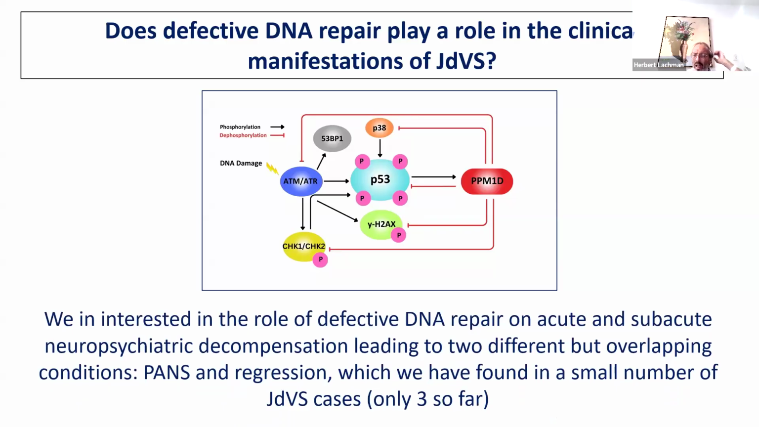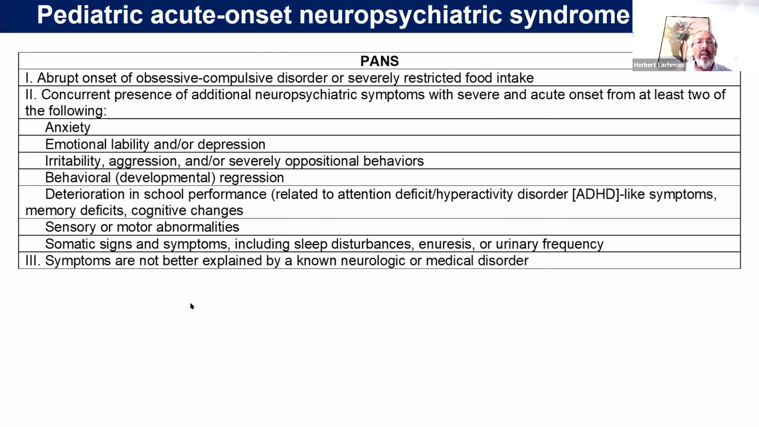So we are interested not only in PPMD, but other genes that are involved in DNA repair and the effect that might have on acute and subacute neuropsychiatric decompensation that leads to two overlapping conditions called PANS and regression, which we've found so far in only 3 Janssen-DeVries cases.